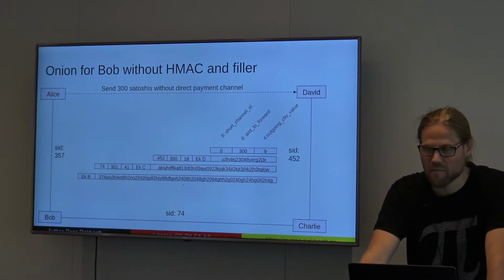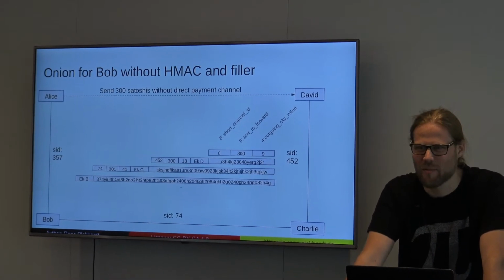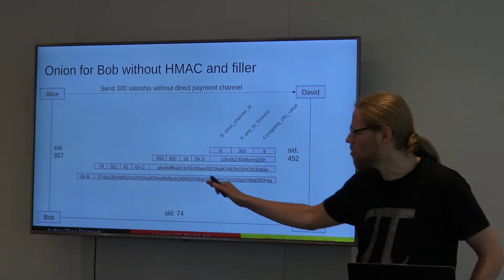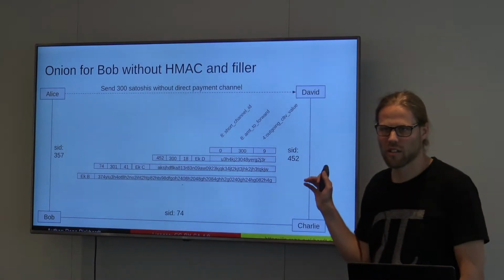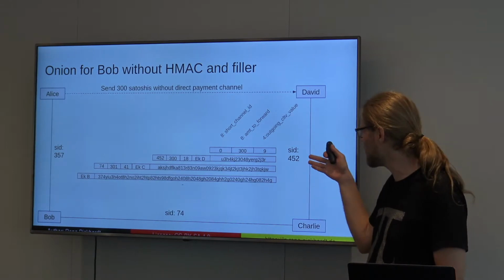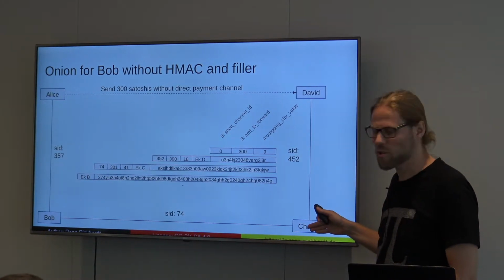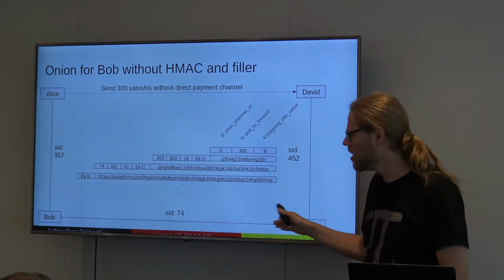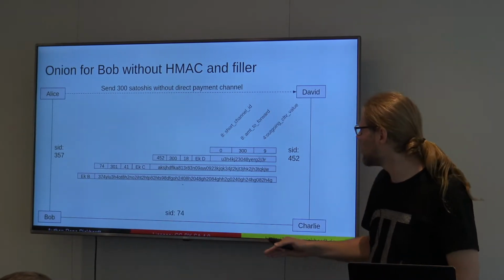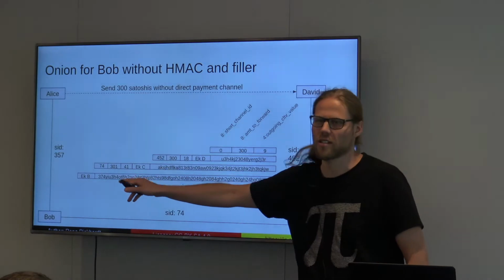Oh, maybe I made a mistake. I mean, it happens all the time. But as far as I understood, the time lock needs to be decreasing along the route. Right? So in case this settles on chain, Charlie still has enough time to turn around, as was the wording, to go to Bob.